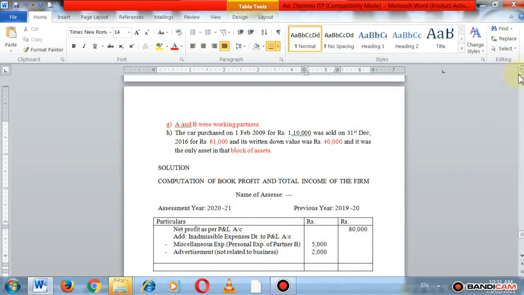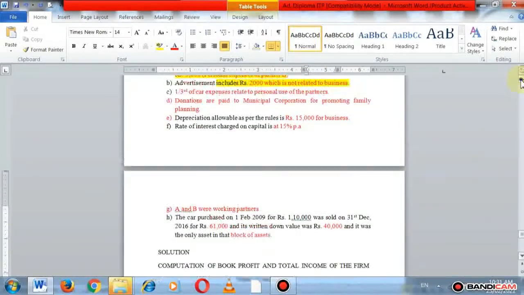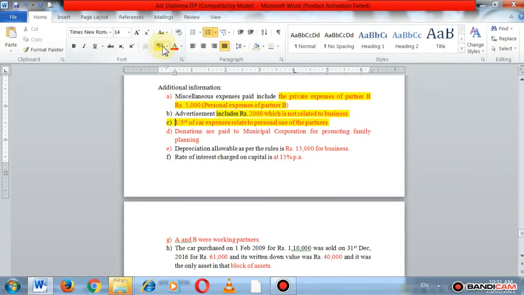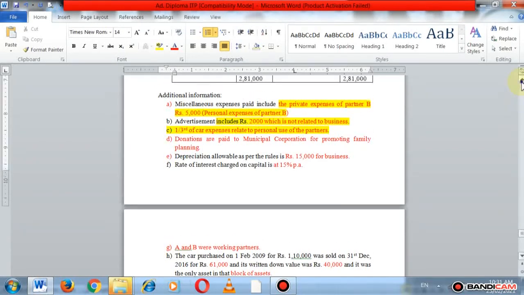Then the third adjustment, 1/3 car. Here 1/3 of the car expenses are related to personal use of the partner. So 1/3 car means 2/3 of the car is used for business purposes. So 1/3 is disallowed. Okay, 1/3 is disallowed.